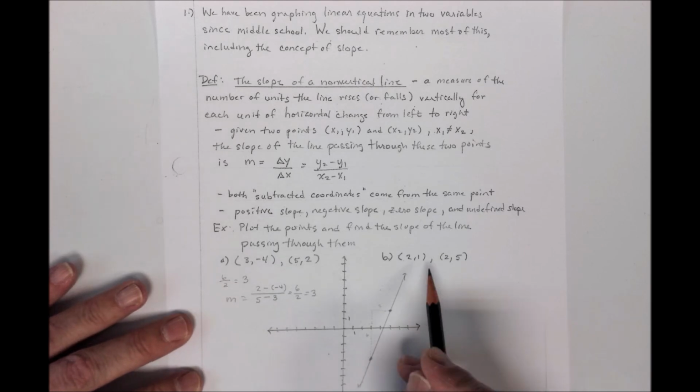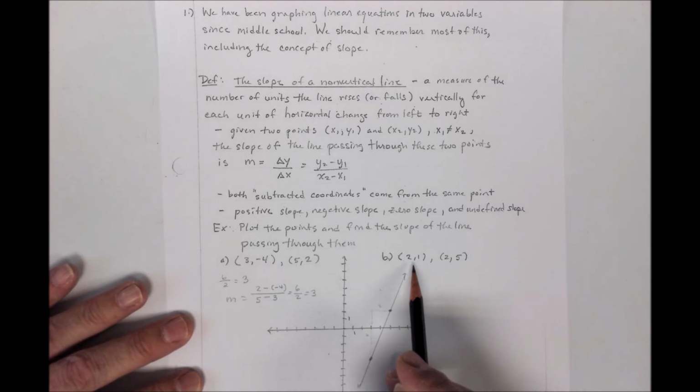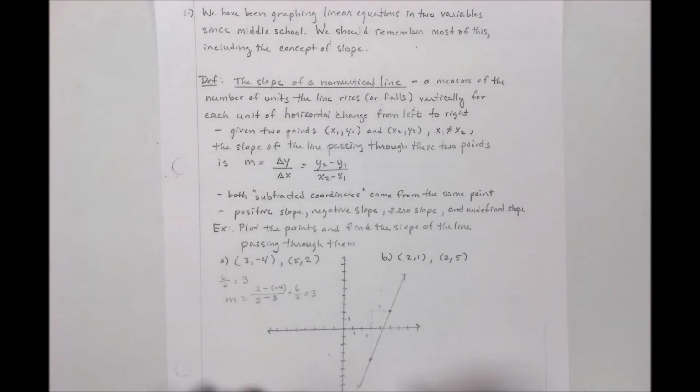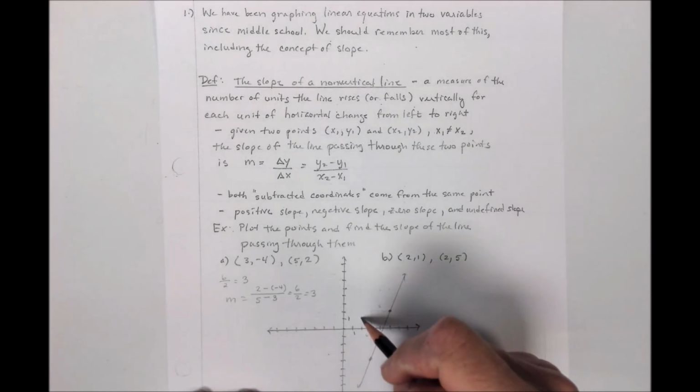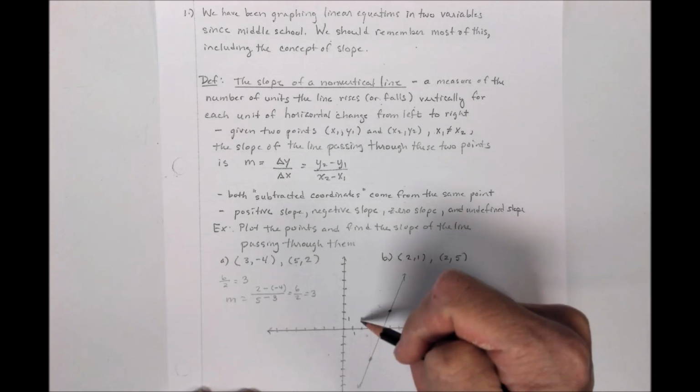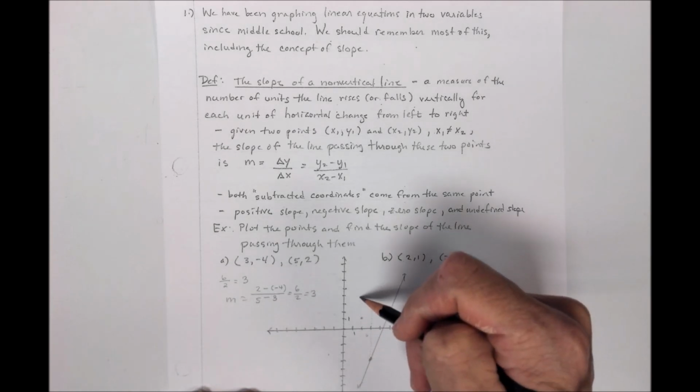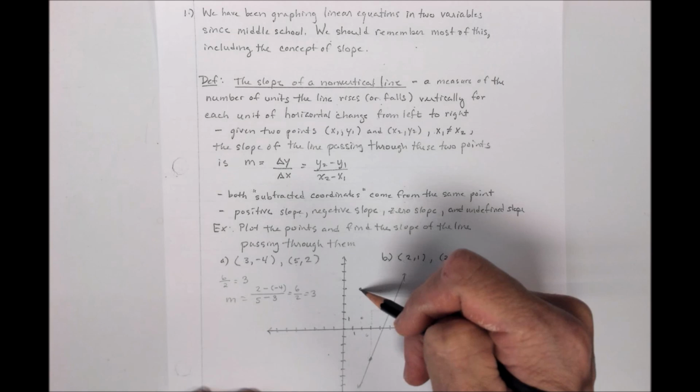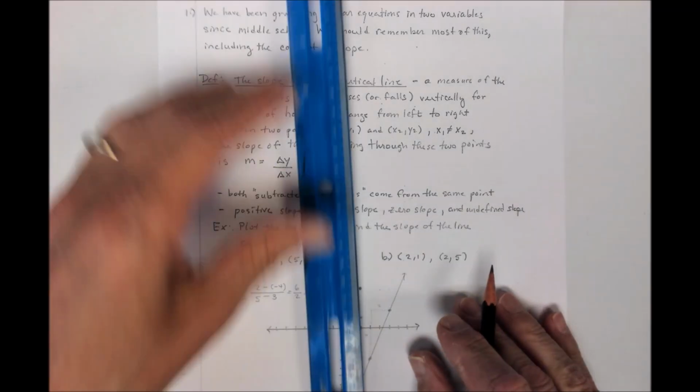Now in this case, I'm going to find the slope of this line, but first I'm going to graph the points and I'm going to draw the line in. So I have (2, 1), and I have (2, 5). 1, 2, 3, 4, 5. Do you notice what I have here? I have what appears to be a vertical line.